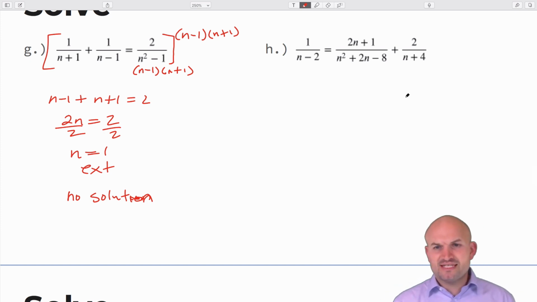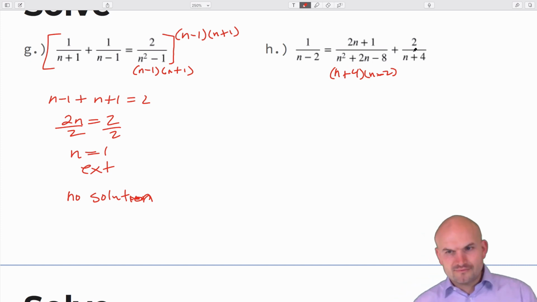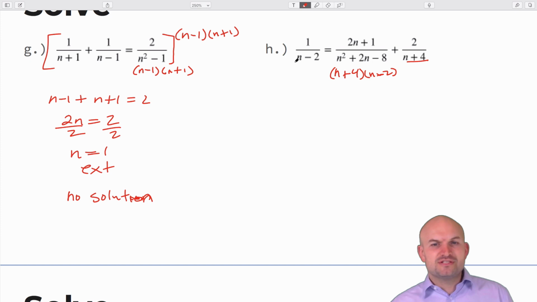For the next one, we see a trinomial as my denominator. So let's go ahead and factor that here, n squared plus 2n. Let's see, that's going to be a negative 8. So that'd be n plus 4 times n minus 2. Now, I had a little trouble factoring this, right? I kind of thought about that for a second. But the important thing is, I have two other denominators here.